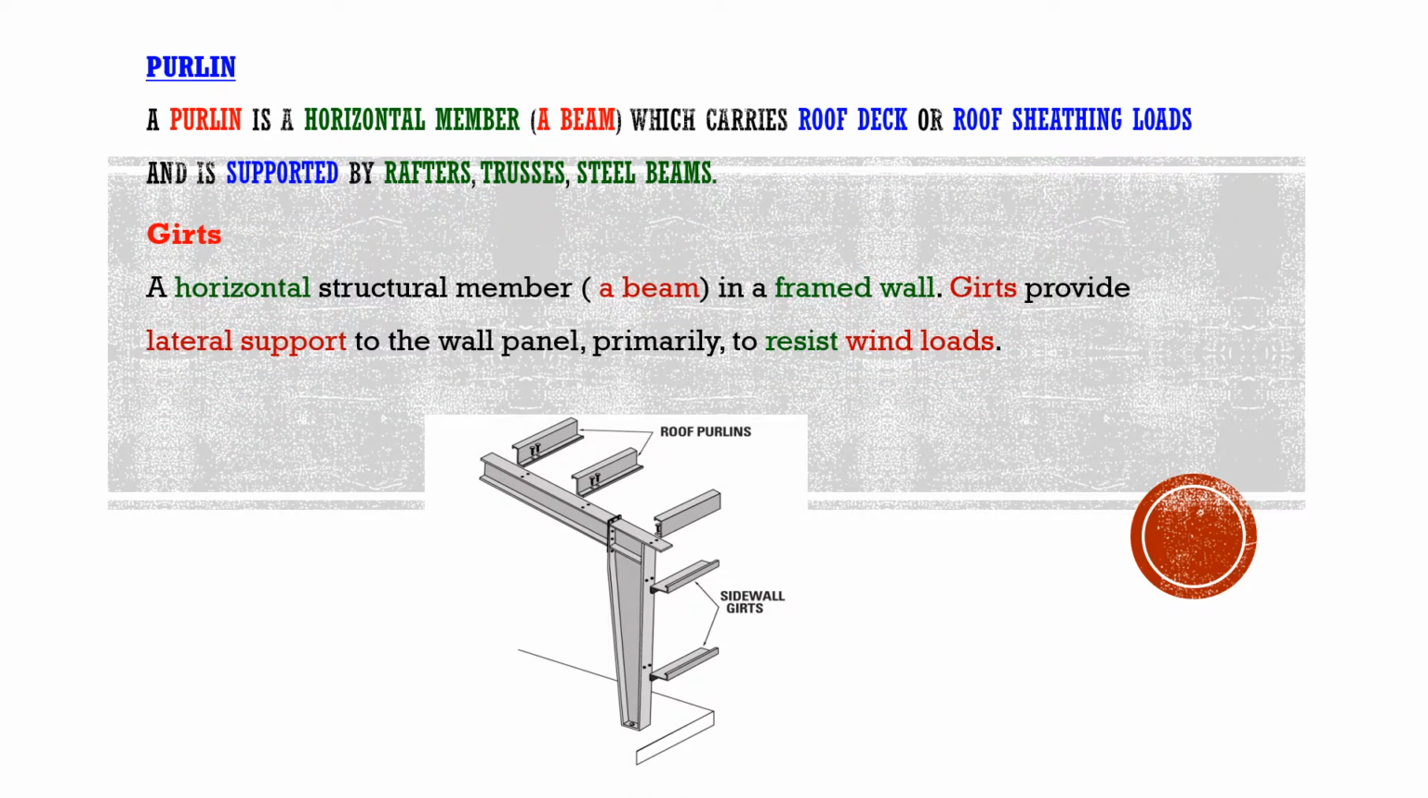Purlin and girt are similar. A purlin is a horizontal member which carries roof slab or roof sheeting load and is supported by rafters, trusses, and steel beams. A girt is a horizontal structural member in a framed wall. Girt provides lateral support to the wall panel, primarily to resist wind load.